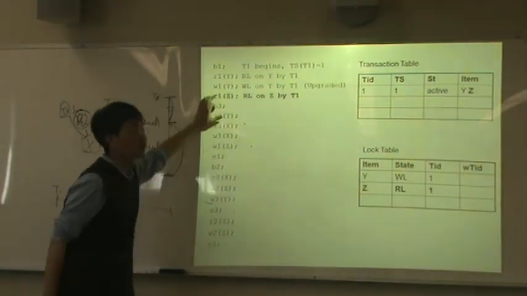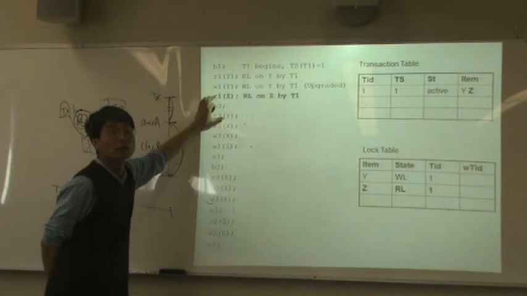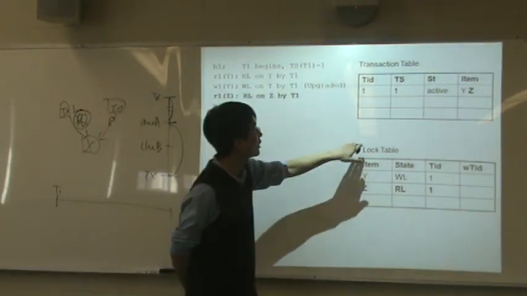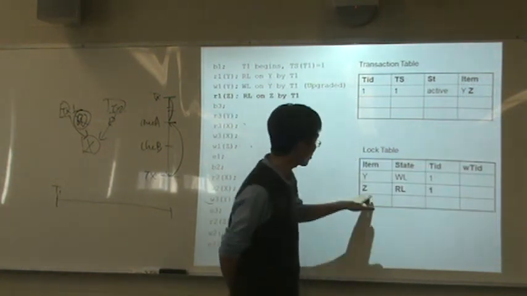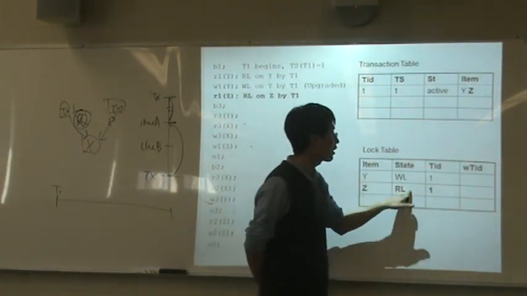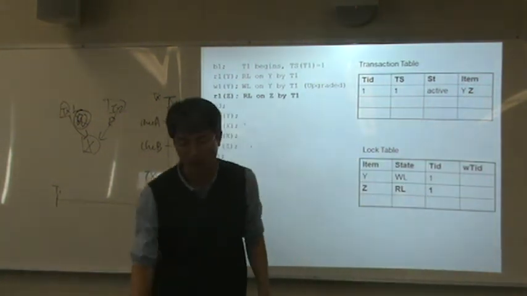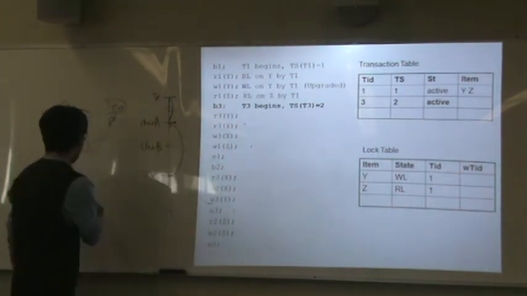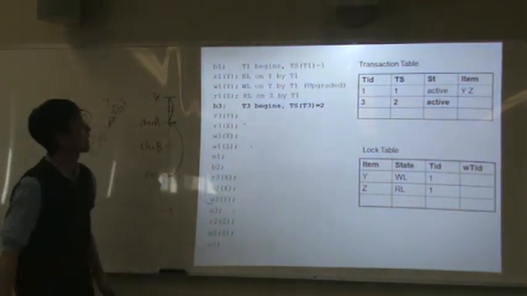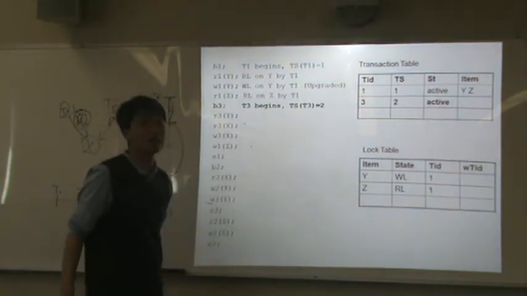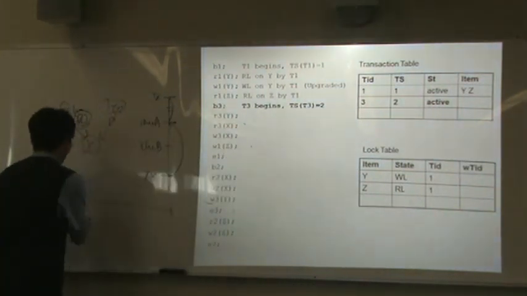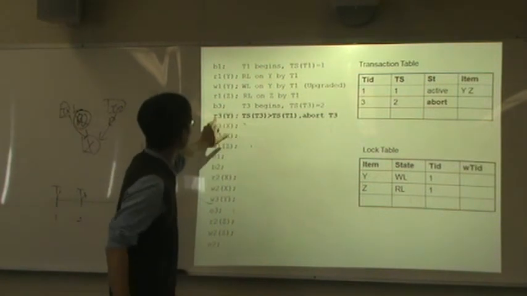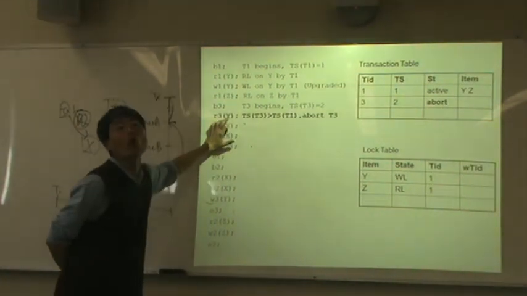The next one, does it cause any conflict? No, it's still transaction 1, and it reads data items C, Y and Z. Also, item C is read locked by transaction ID 1. Then there is a new transaction T3 starting. Their timestamp is 2, whatever. And transaction 3 reads data item Y.